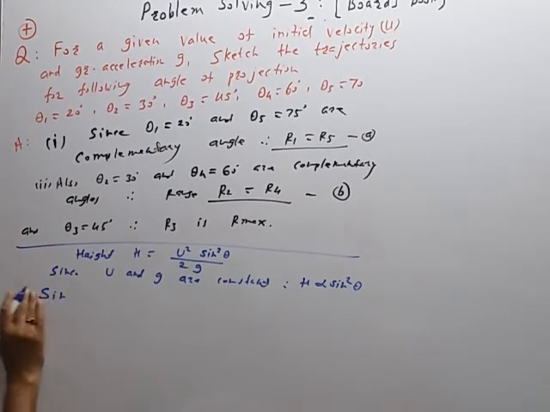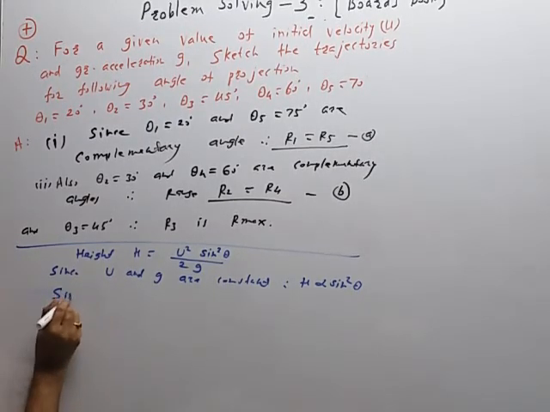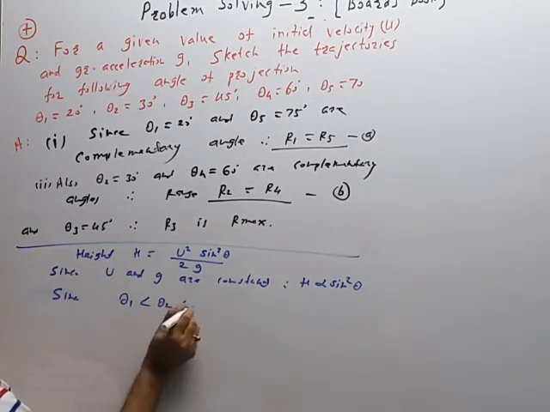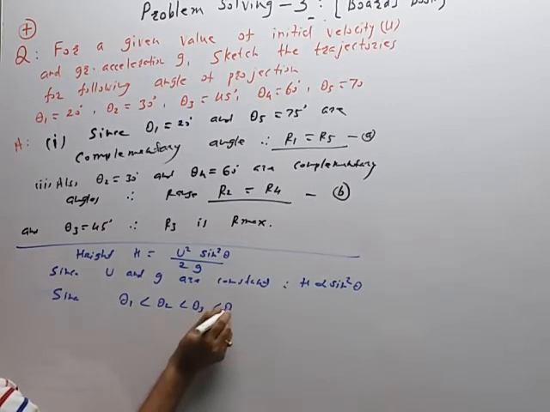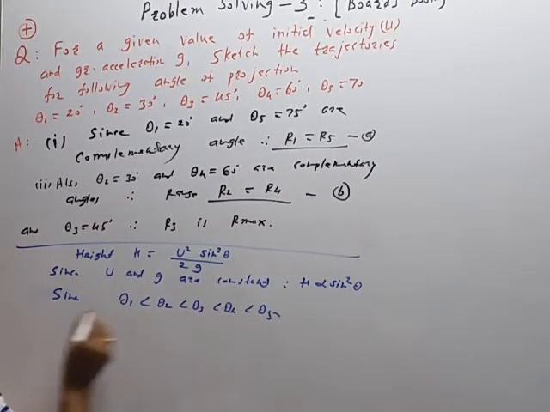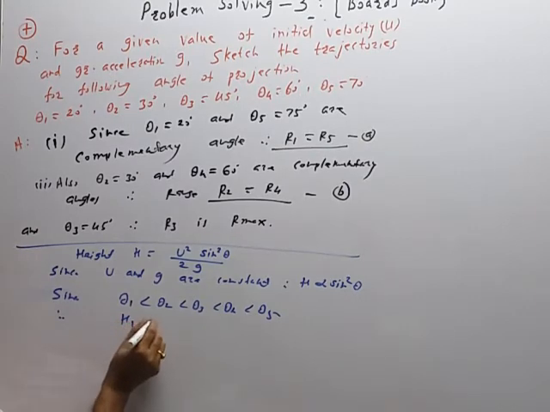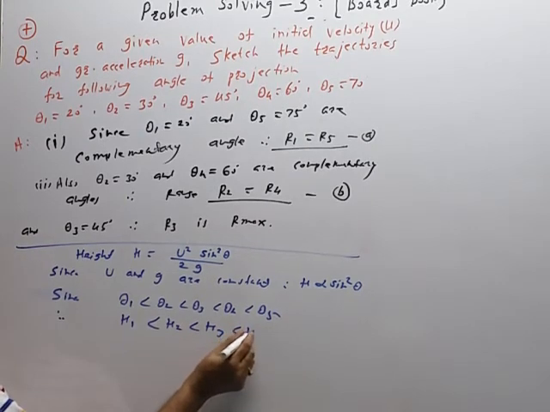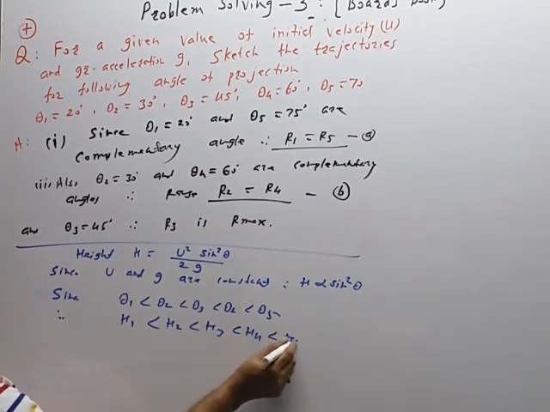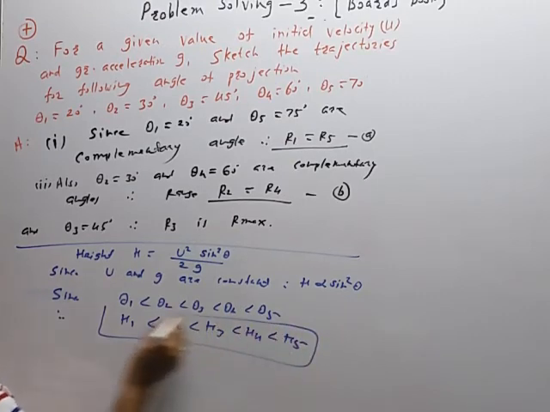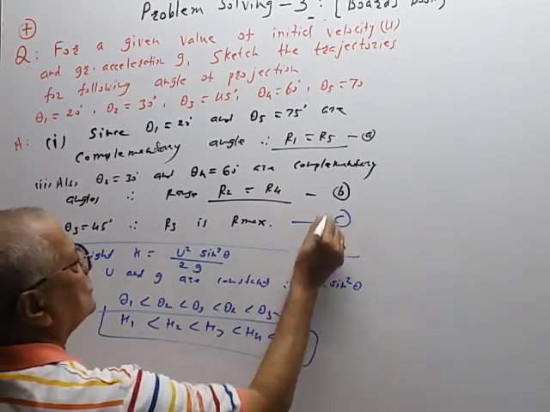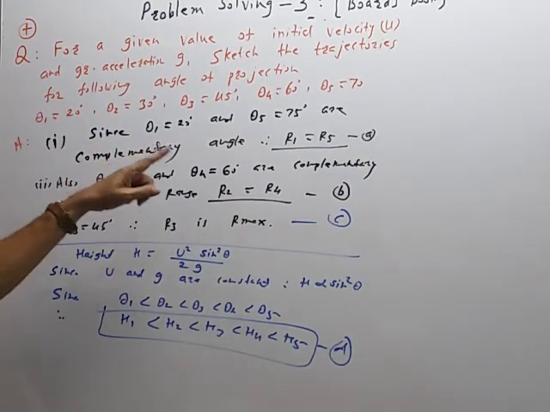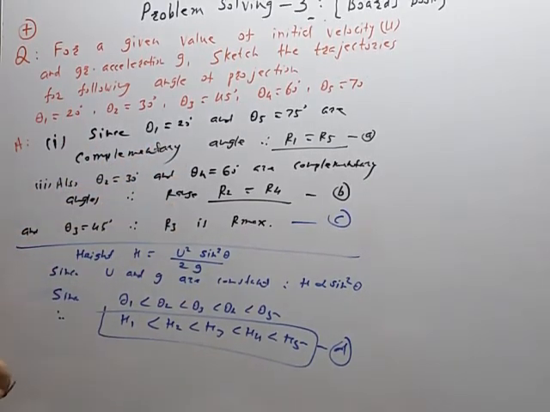Since theta 1 is less than theta 2, is less than theta 3, is less than theta 4, is less than theta 5, therefore height h1 is less than height h2, is less than height h3, is less than height h4, is less than height h5. This is equation C. This is equation D. So, we have to sketch the trajectory using these properties A, B, C and D.